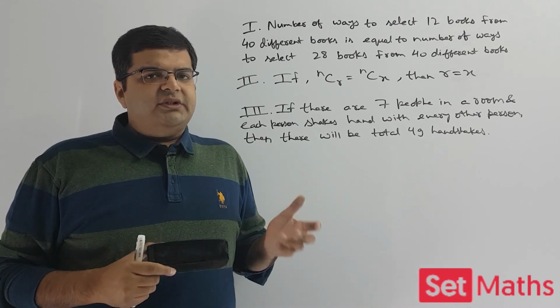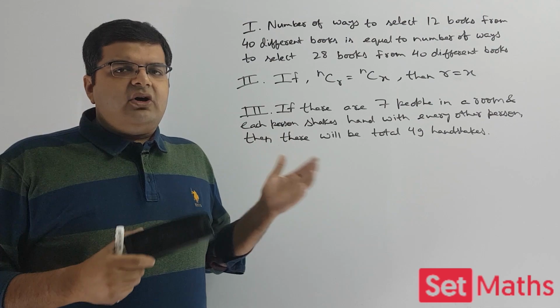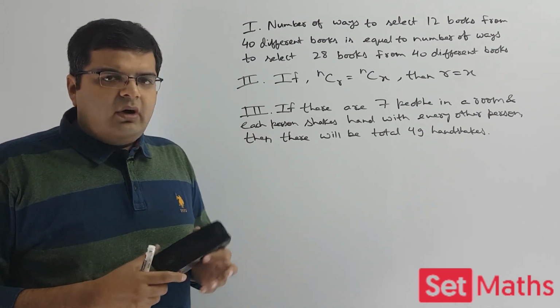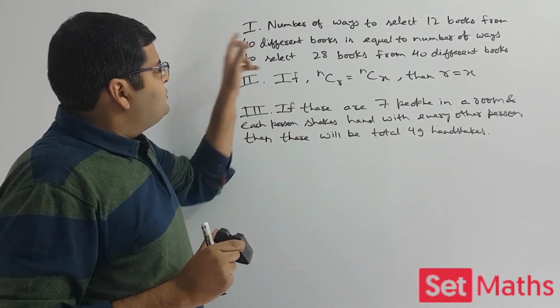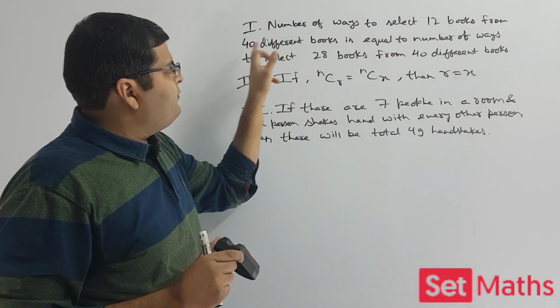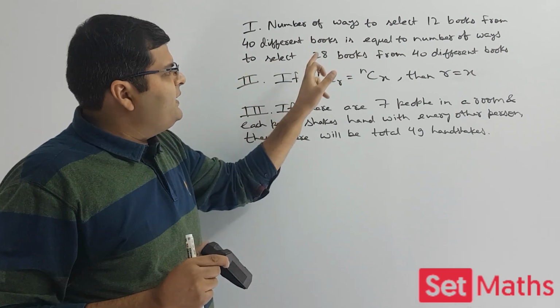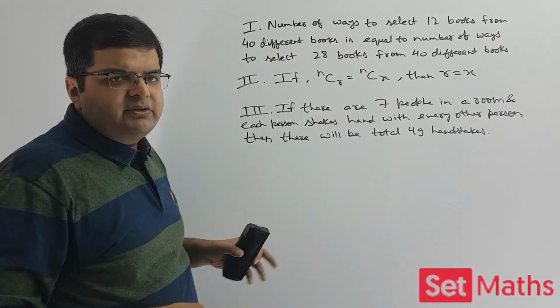Okay, so here the question gives us three statements. We have to figure out which of the statement or statements are always true. Statement 1 says the number of ways to select 12 books from 40 different books is equal to the number of ways to select 28 books from 40 different books.